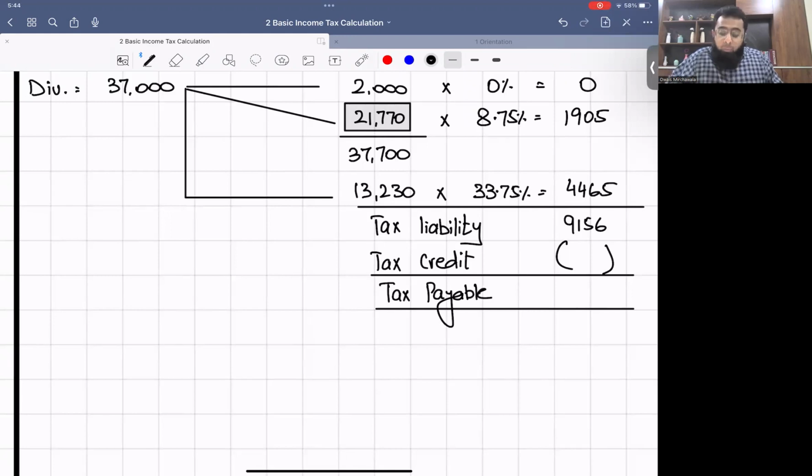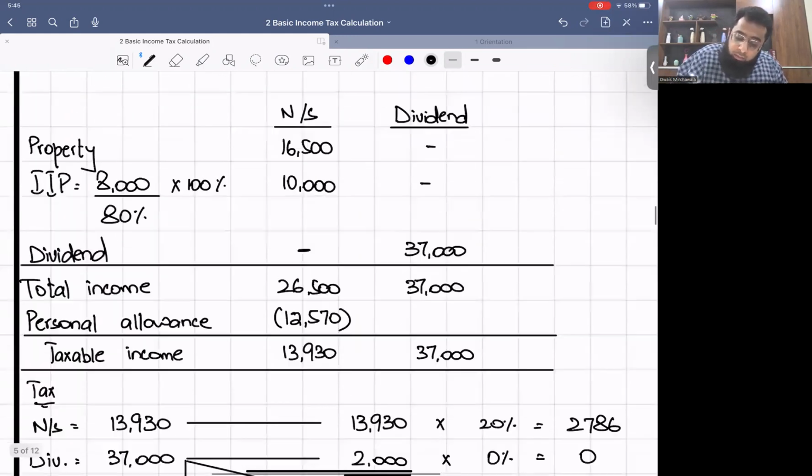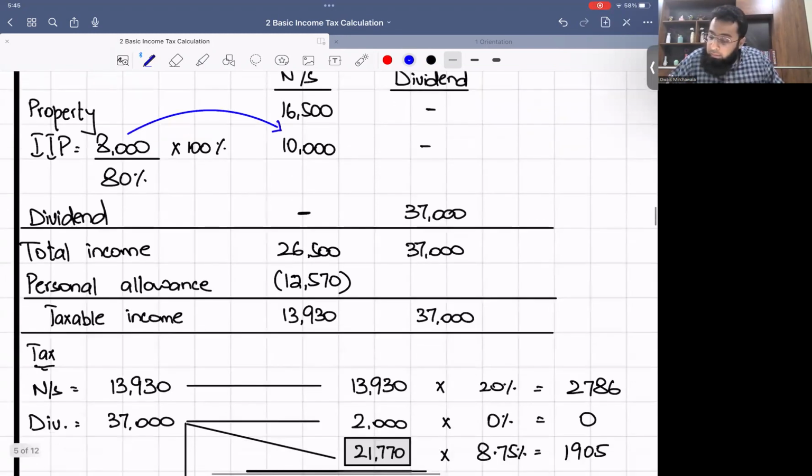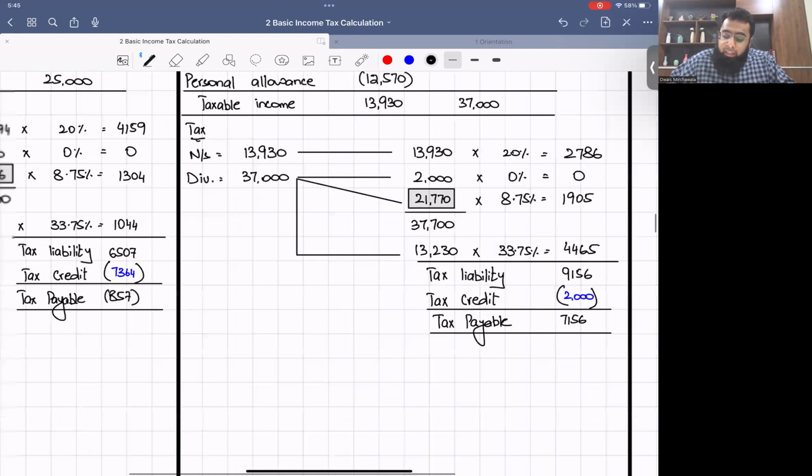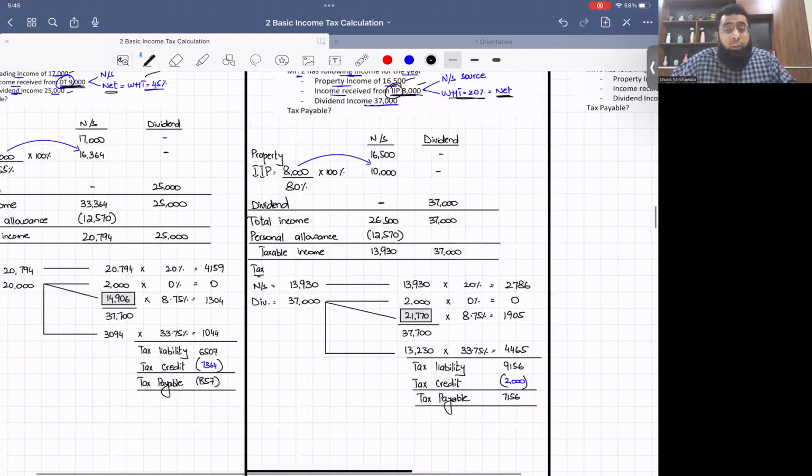Now, there was an interest in possession trust. We grossed 8,000 up to 10,000. So withholding tax was 2,000. We will adjust it. And our tax payable is 7,156. Okay. So let me repeat it again. I want you all to concentrate on it.